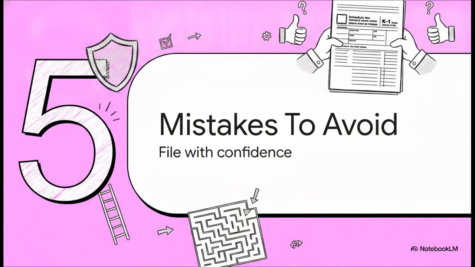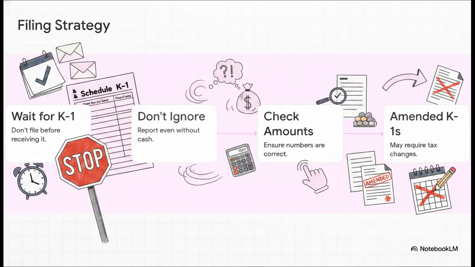Let's make sure you're empowered to file perfectly. Let's see how this builds into a foolproof filing strategy to keep you out of trouble. Step 1, wait. K-1s often arrive well into March or April, so do not file your taxes prematurely. Step 2, do not ignore the form just because you didn't get a cash payout. Remember that phantom income? You still have to report it. Step 3, double check that your ownership percentages and reported amounts are strictly correct. And Step 4, keep an eye out for amended K-1s. If the business changes its math, you might have to amend your personal return too.